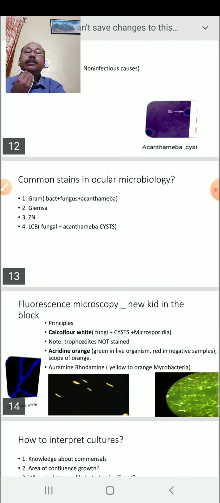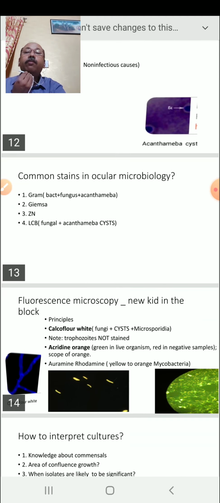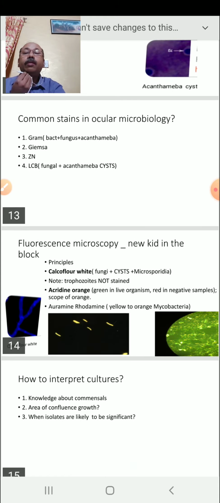Now the common stains which we normally use in ocular microbiology are the Gram stains. They stain the bacteria, the fungus, and the Acanthamoeba. Besides Gram stain, we normally use Giemsa, ZN and lactophenol cotton blue for the fungal and Acanthamoeba cysts. Mind you, LCB does not show Acanthamoeba trophozoites.